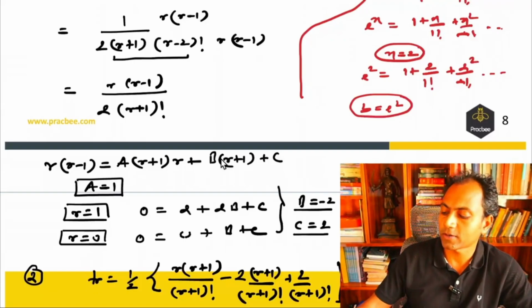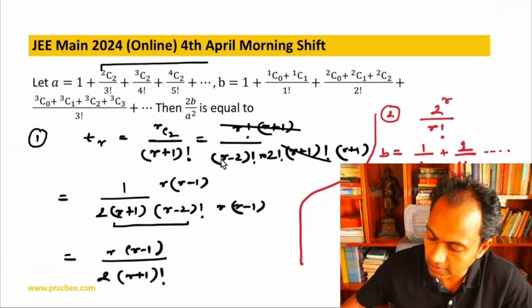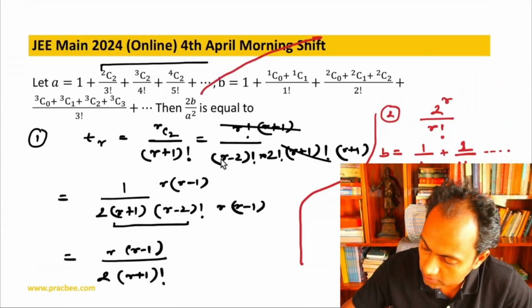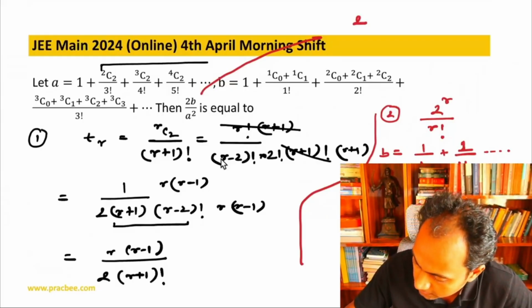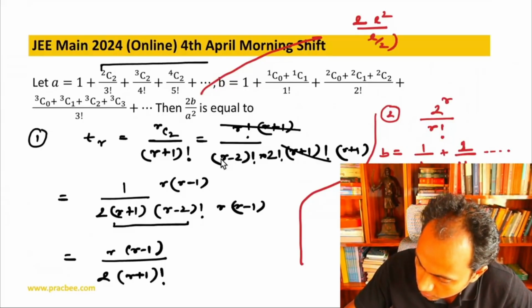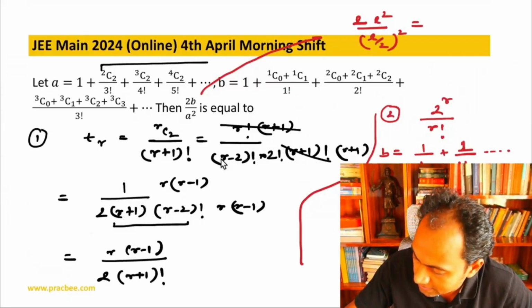Now, let us go back to the question and see what they are asking. In this question they are asking the value of this expression 2 times B. B is nothing but e square and A was nothing but e by 2 whole square. If I simplify this, this comes out to be 8.